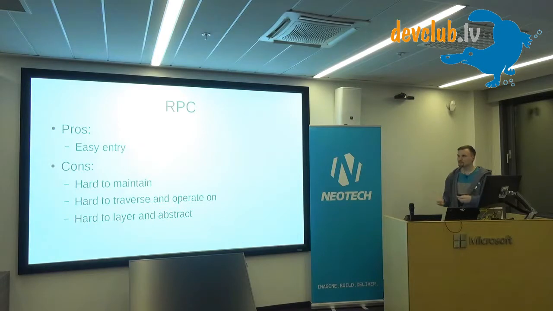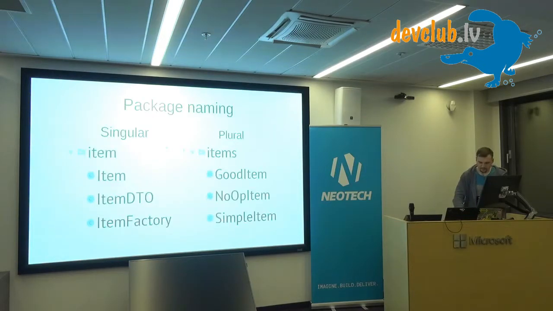On the other hand, it will be harder to maintain in the future. It will be harder to traverse and operate on this thing because it doesn't help like HATEOAS does. You can't really imagine what would be some specific stuff. And well, it's hard to layer an abstraction because the call, does it change data? Doesn't it change data? Can you cache it? You never know. So it's harder in that sense.